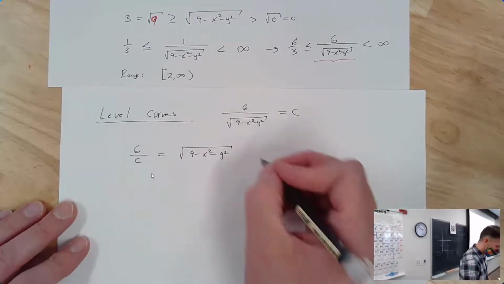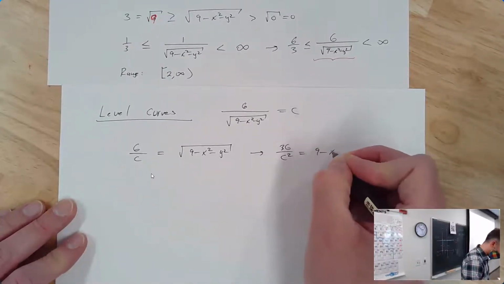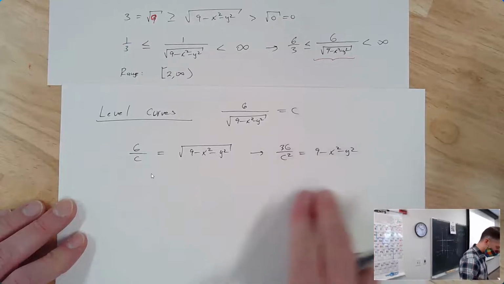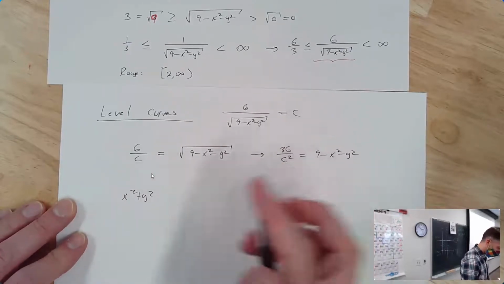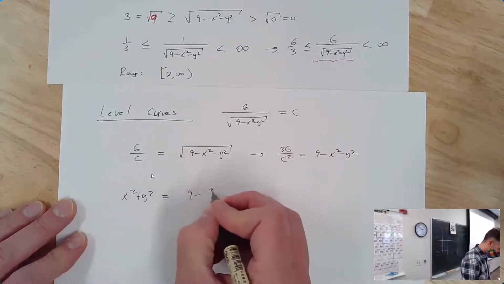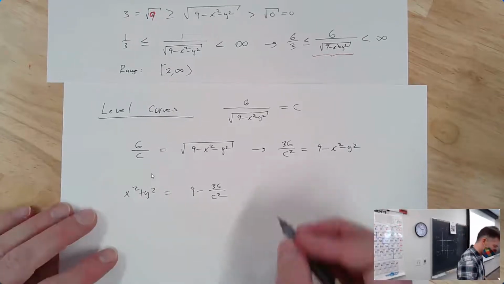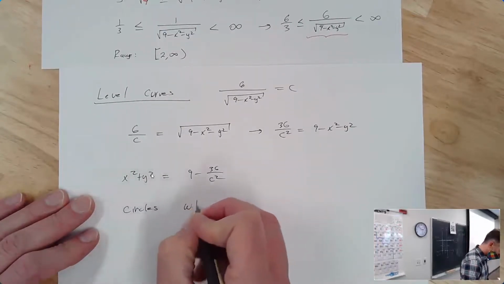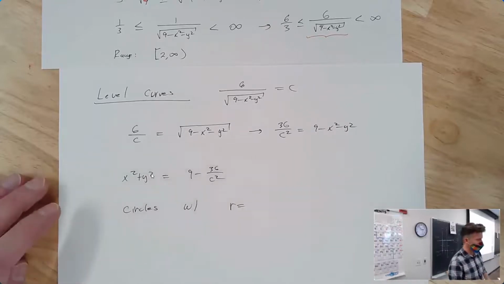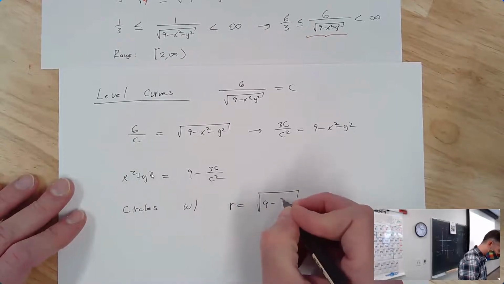And then square both sides. And then add x squared plus y squared over here. Subtract 36 over c squared over there. That looks like a circle to me. So my level curves are circles with the radius as, and this is where things are kind of crazy, the square root of that number over there.